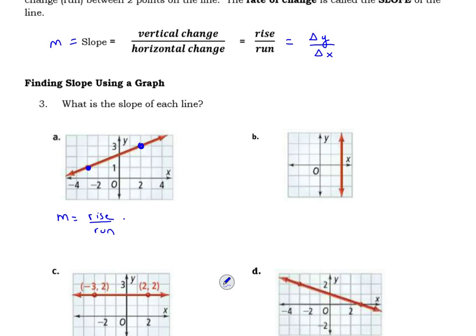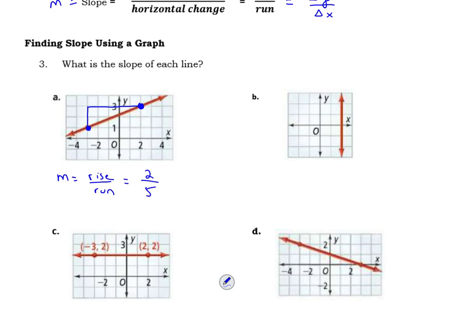And you're going to look at the rise. You're going to go up 2, and then you're going to run 1, 2, 3, 4, 5. So the rate of change is 2 over 5, or the slope is 2 over 5. Keep in mind you have to give me reduced fractions when you're looking for slope.